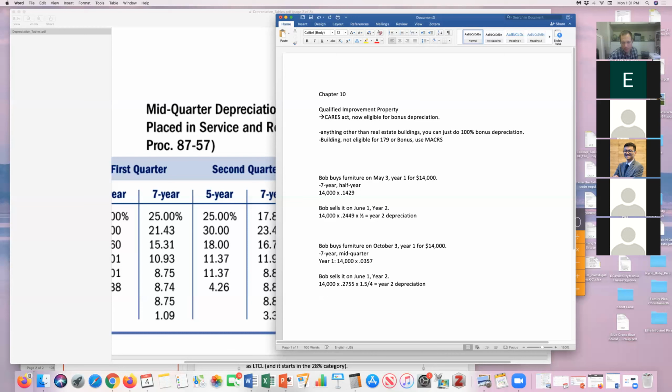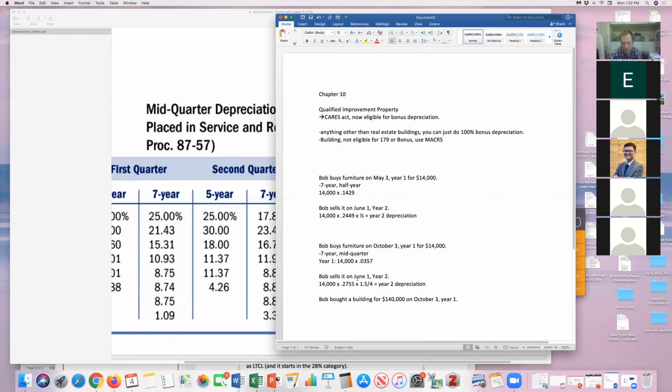Right? So let's say, what if this was the same? Wait, what if Bob bought a building for $140,000 on October 3rd, year one? All right, so we need to know what it's for. Let's say it was an office building, or let's say it was an apartment building, right, that he rents out.